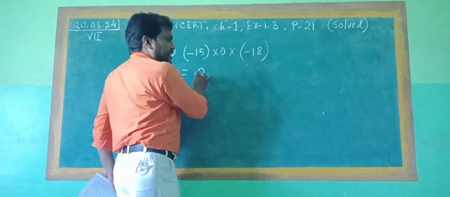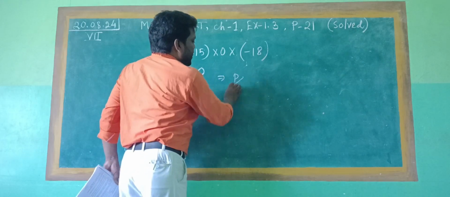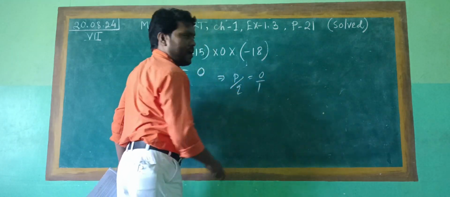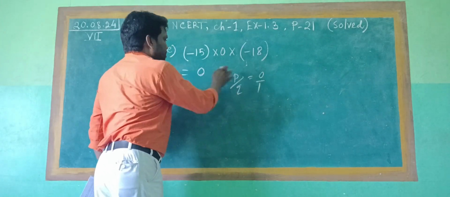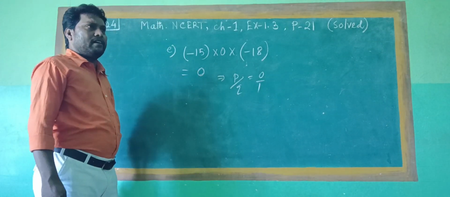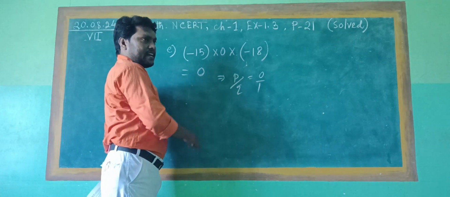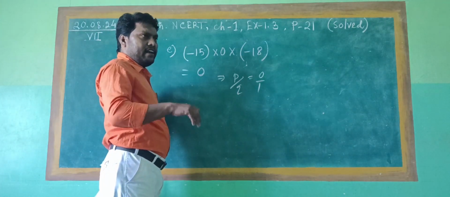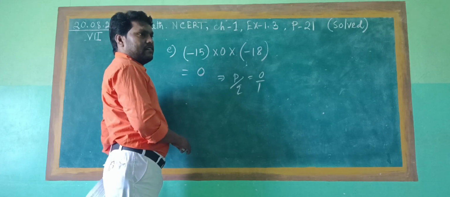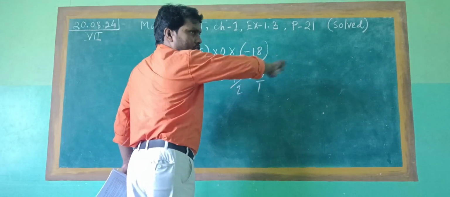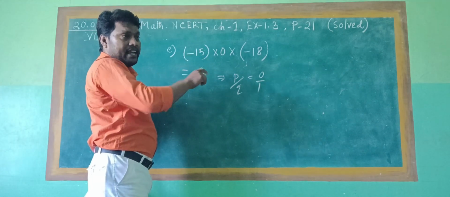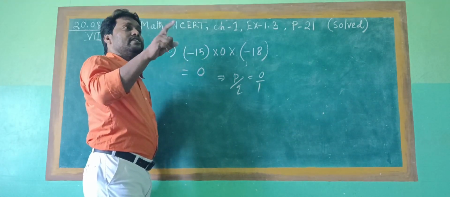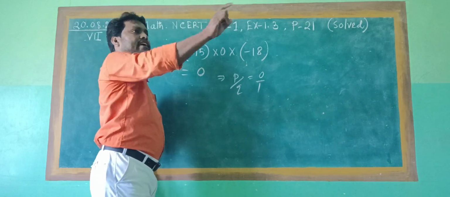Why? It can be written as P by Q, that means 0 by 1, Q not equal to 0, but P may be 0. So 0 is a rational number. Also, 0 is an integer, because on the number line you have seen that 0 is in the middle and 0 is greater than all negative integers.